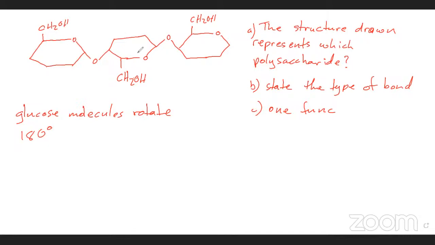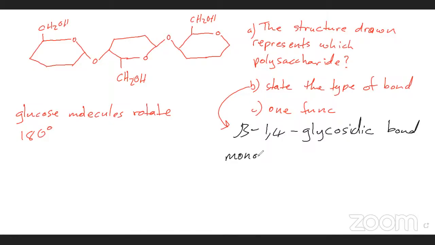And someone said it is 1,4. Don't just say 1,4. What should come in front of the 1,4? Beta. Right. So the type of bond is beta. And why do we say beta 1,4? Because it's formed from beta glucose. That is correct. So the bond is a beta 1,4 glycosidic bond. What would be the monomer? Beta glucose. Beta glucose, right?